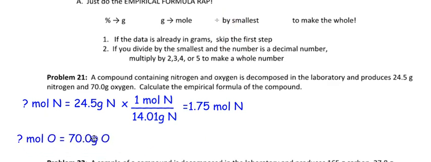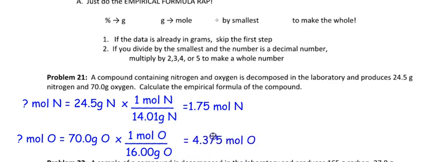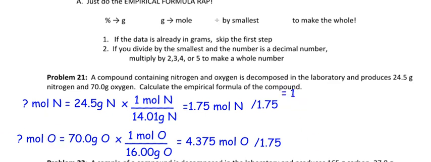Okay, so I have 70 grams of oxygen. Grams, periodic table, what goes on the bottom? Oxygen. All right. And then when I divide it, I get 4.375 moles of oxygen. So now I have my moles. What do I do next? Divide by the smallest. What's your smallest number here? I think it's 1.75. So I've got to divide by 1.75. And what's 1.75 divided by 1.75? I get 1. And when I take 4.375 divided by 1.75, I get 2.5.